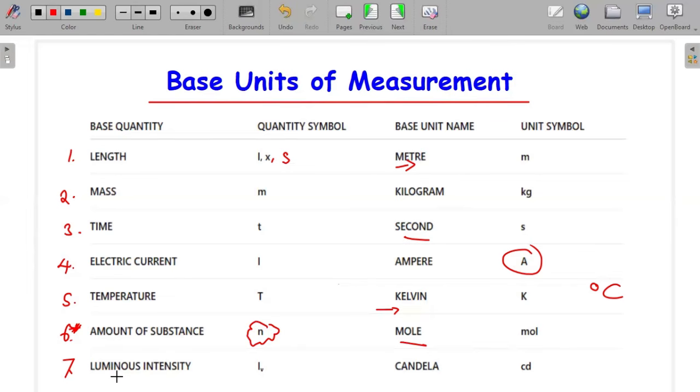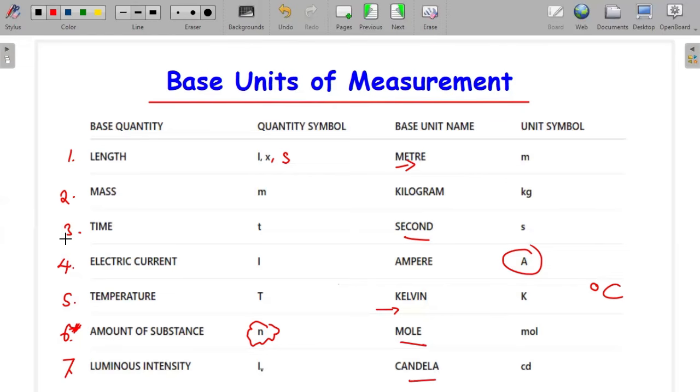And then the last one is the luminous intensity. It's measured in what we call candela, and then the symbol is cd. So the luminous intensity, you are not going to really talk about this, unless for those who are going to major in physics or major in chemistry, that's where you find the luminous intensity. But for most of you, it's just going to be the first 6 here: length, mass, time, electric current, and then the temperature.